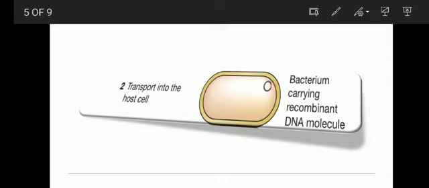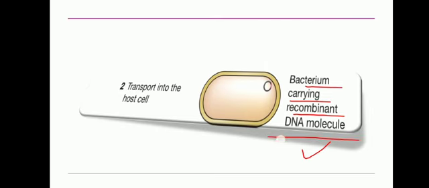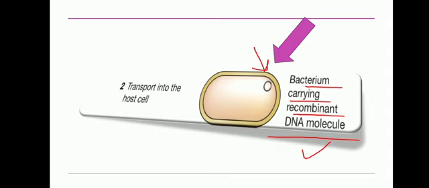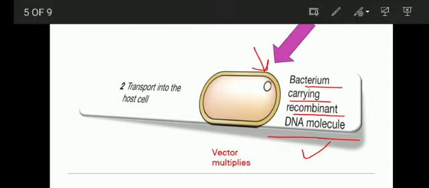So this vector transports the gene into the host cell. Here we have this bacterium carrying the recombinant DNA molecule, and we can see that the recombinant DNA molecule is present in the host cell. And here the vector will try to multiply. Now the multiplication of the recombinant DNA molecule will happen.